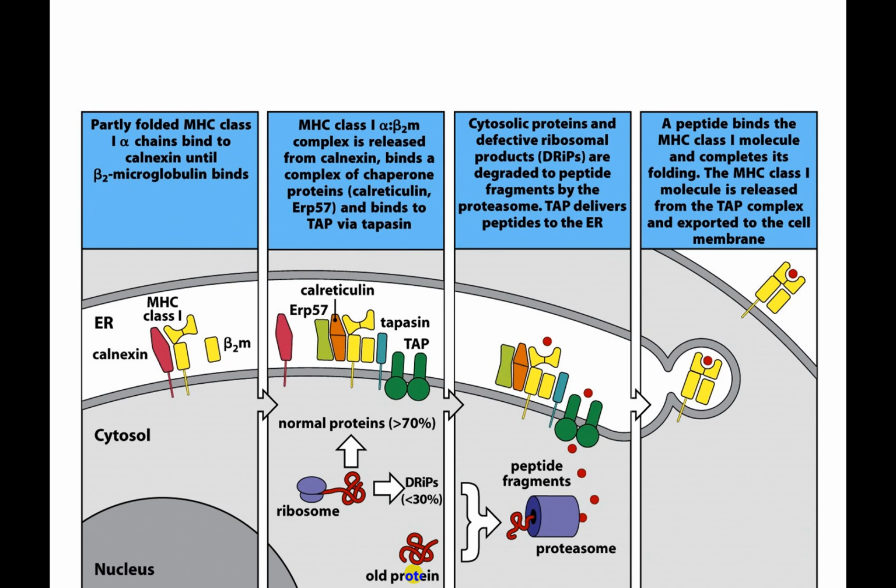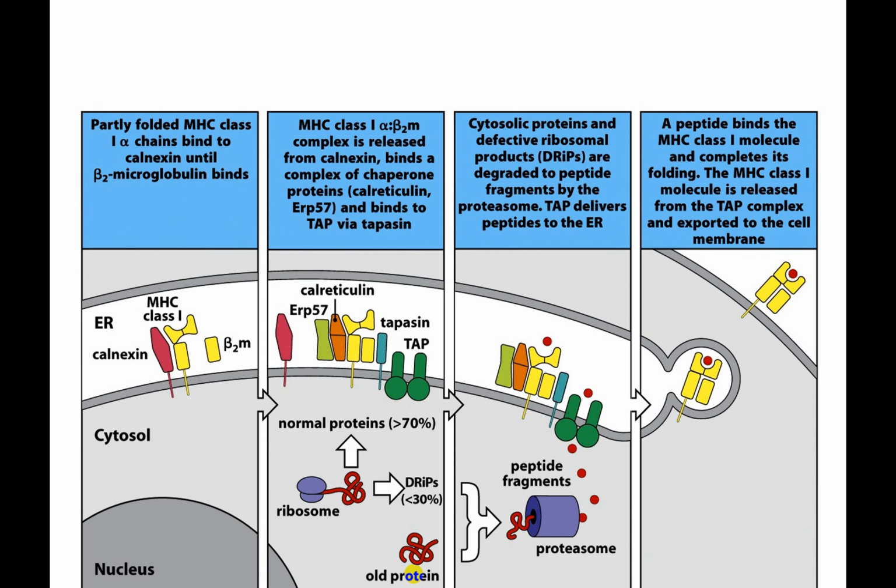A second component of the complex, called tapasin, binds to the TAP1 subunit of the peptide transporter, positioning the partly folded heterodimer of heavy chain and beta-2 microglobulin to await receipt of a suitable peptide from the cytosol.